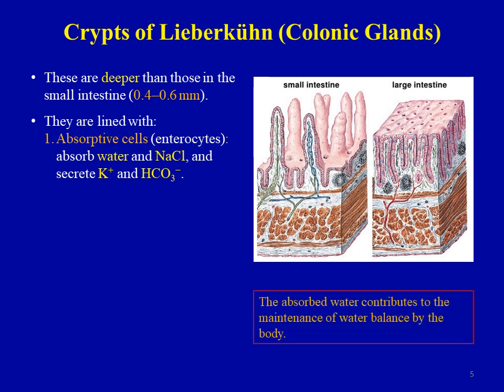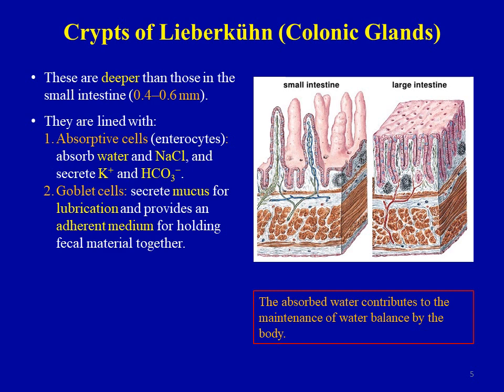The absorbed water contributes to the maintenance of water balance by the body. The goblet cells, which are the second type of cells, are less abundant than the absorptive cells. They secrete mucus for lubrication, and they provide an adherent medium for holding the fecal material together.